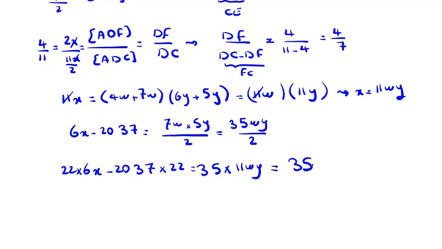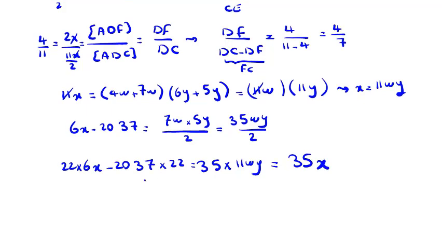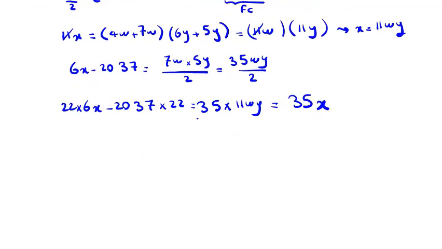11wy is x, so it will be 35x. Now we found an equation in one variable x. So if we calculate, it will be 6 times 2, 12. We have 1. 6 times 12 plus 1, 132. So 132x minus 35x. 12 minus 5, 7. And it will be 2.